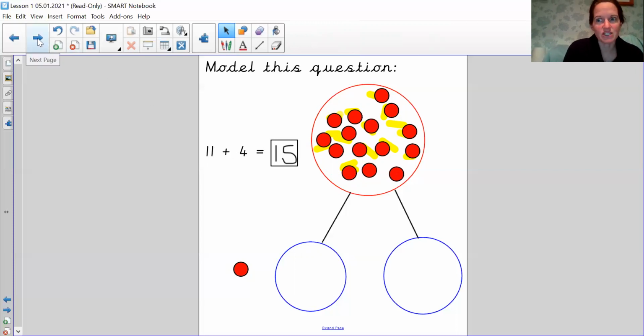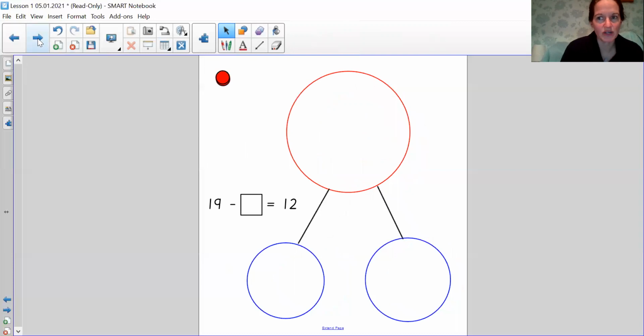Now I've got another question. This one is a bit trickier. So it's takeaway or subtraction, or minus, but we have a missing number. So I don't have to just find out what the answer is. I need to find out my missing number. So when we did adding, it was part plus part equals whole. Who can remember what it is when we do subtraction? Have a think.